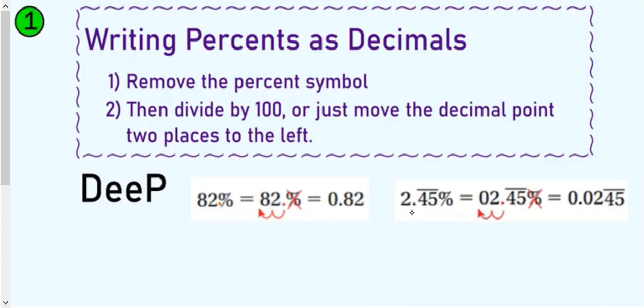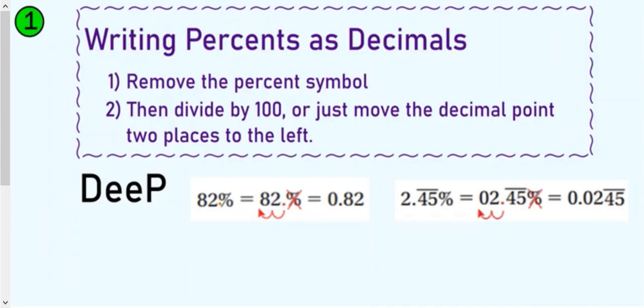The second example, 2.45%. When we remove the percent symbol and then move the decimal place again 2 places to the left, 2.45% is equal to 0.0245. If you haven't already, go ahead and pause here. Make sure you get this information written down in your math notebook.